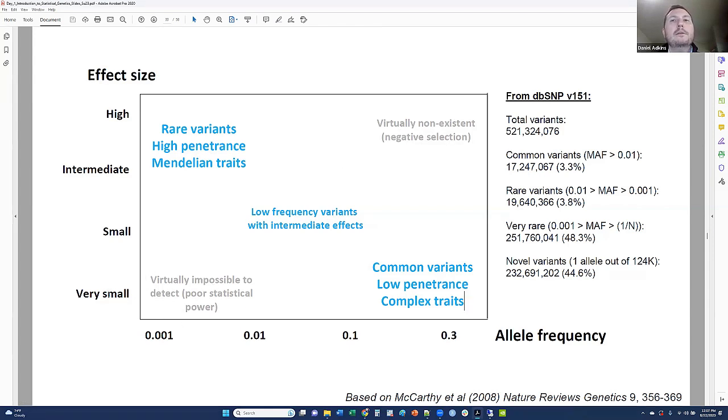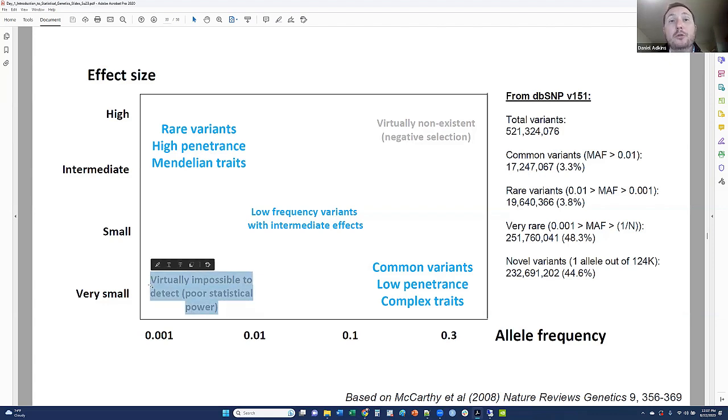Then off the diagonal here, you've got variants that have very small effects and very low allele frequencies. These are basically impossible to detect, right? Because you just don't have the statistical power to detect them. And how important is it really at the end of the day if the effects are very small?